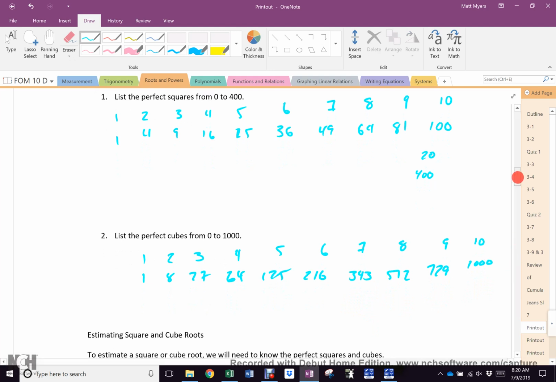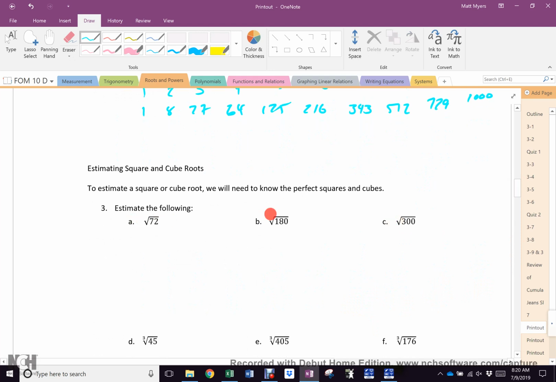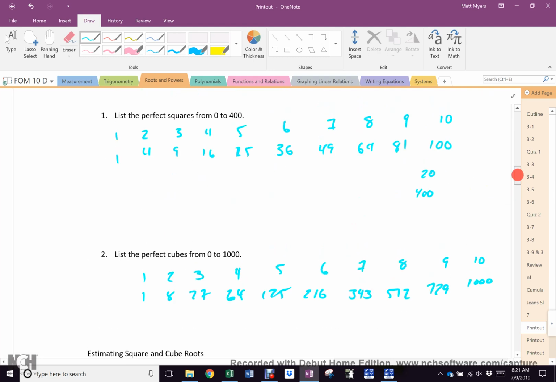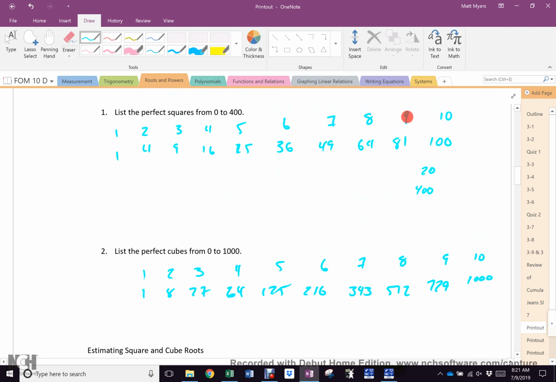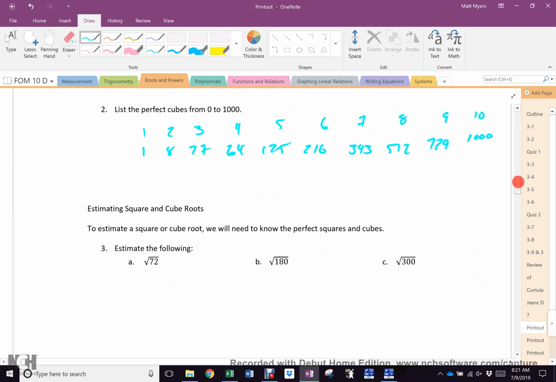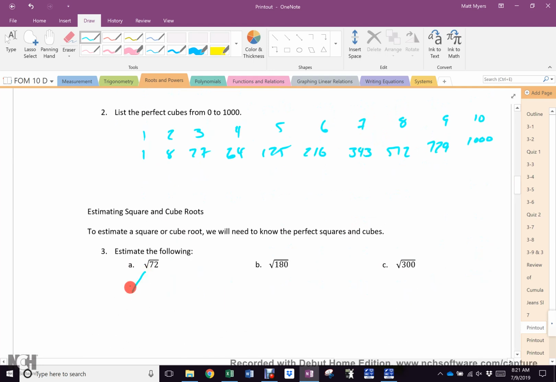I do wish to show you a good way to estimate square roots. We're not going to do all these. We're only going to do the first 3. Does 72 have a square root? Look on our list. You can see that it does not, because 9 is 81, 8 is 64. 72 is in the middle there, right? So 72 does not have a square root. But we know that it is between 8 and 9, because 8 is 64 and 9 is 81, right?